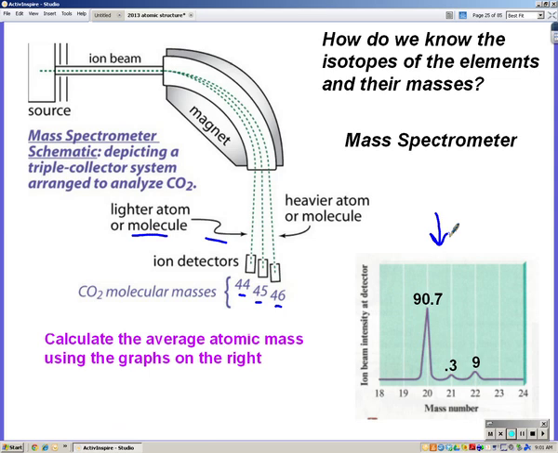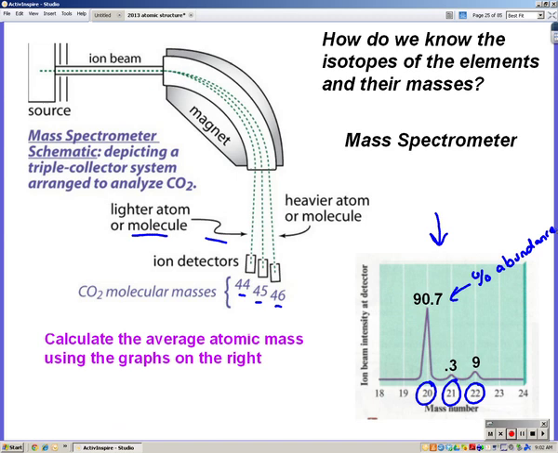Here we have a graph of what it would look like on the printout. Each spike is a different isotope. The higher the spike, the more abundant it is. So in this sample we have 3 isotopes, 20, 21, and 22. And these are our percent abundances, 90.7, 0.3, and 9.